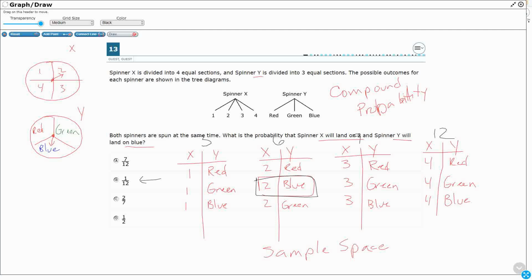Now, there is a shortcut to this. If you have a compound probability, what you can do is you can take the probability of each of those single events, right? So I needed to land on a 2. What's the probability of that? 1/4. I needed to land on a blue. What's the probability of that? 1/3. When you have compound probabilities, you can actually multiply the probability of each of those simple probabilities. 1/4 times 1/3. What does that get you? Well, it can get you 1/12, which is our answer, B.